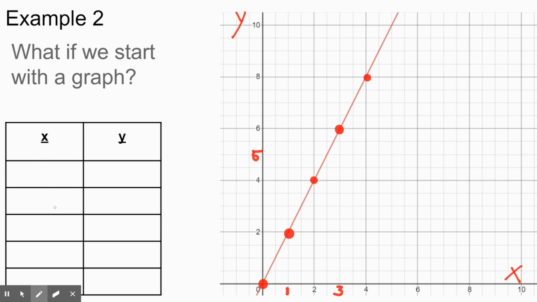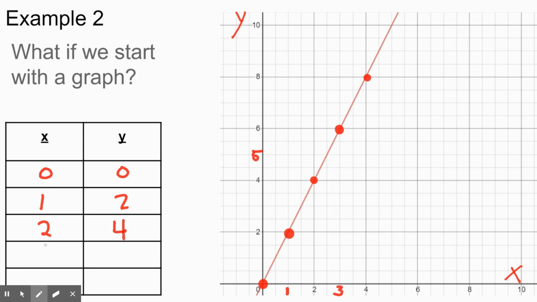And then you're just going to list your ordered pairs in this table. Our first one was 0, 0. The x value is 0. The y value is 0. The next one was 1, 2. The x value is 1. The y value is 2. Then we had 2, 4. Our independent variable was 2. Our dependent variable was 4.